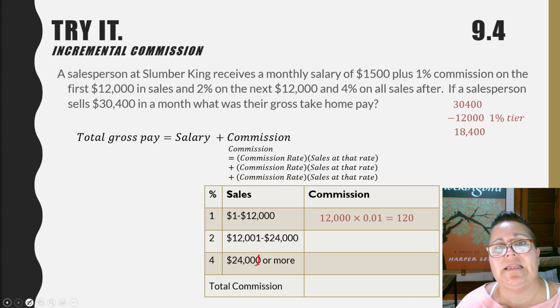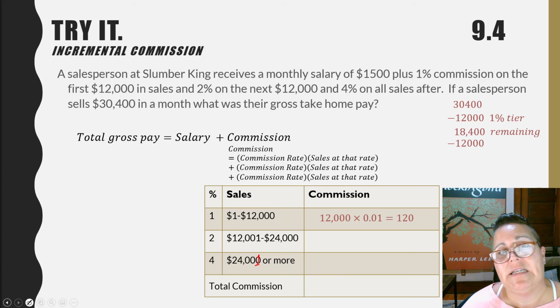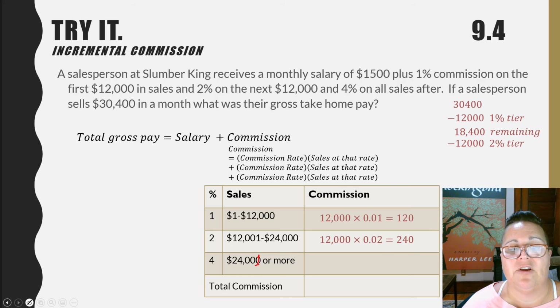This leaves $18,400 left for the salesperson to earn commissions on. So the next tier is $12,000. So we're going to fill that next tier. So we'll have $12,000 at the 2% tier.